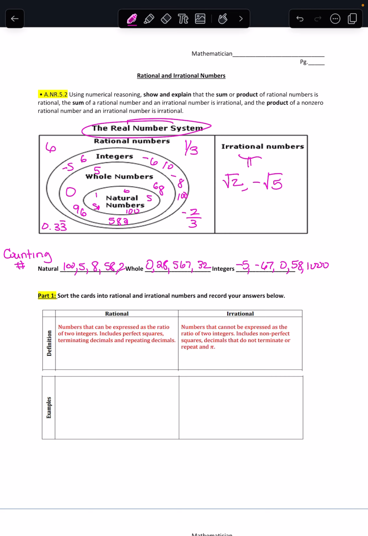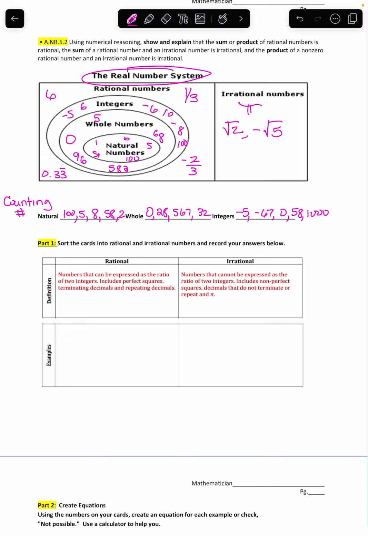All right, so let's go to our definitions. Part one, rational numbers: numbers that can be expressed as a ratio of two integers, which includes perfect squares, terminating decimals, and repeating decimals. Examples: a perfect square is like 16 because its square root equals 4. A terminating decimal would be 3.125. It stops. A repeating decimal would be 1.666 repeating. And then a whole number, which can be 5. Those are your rational numbers. Also a fraction, 4 over 7.